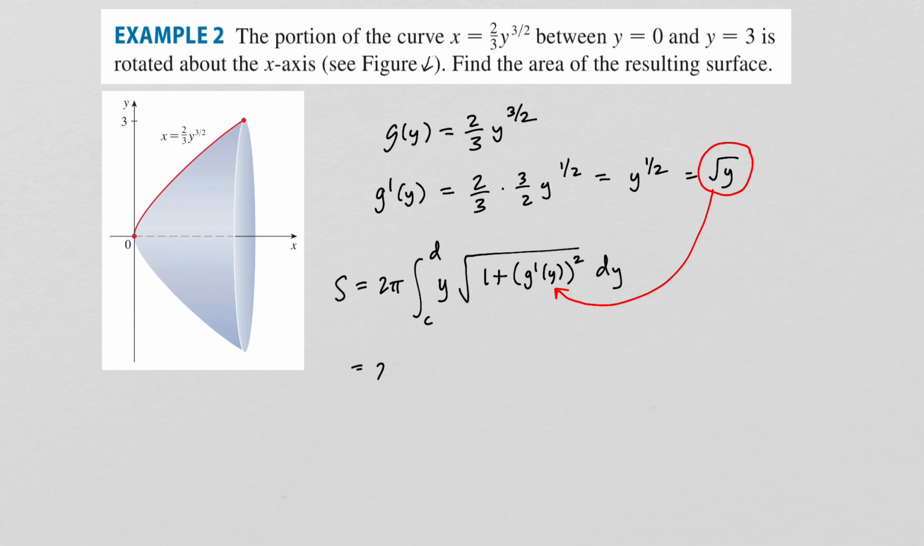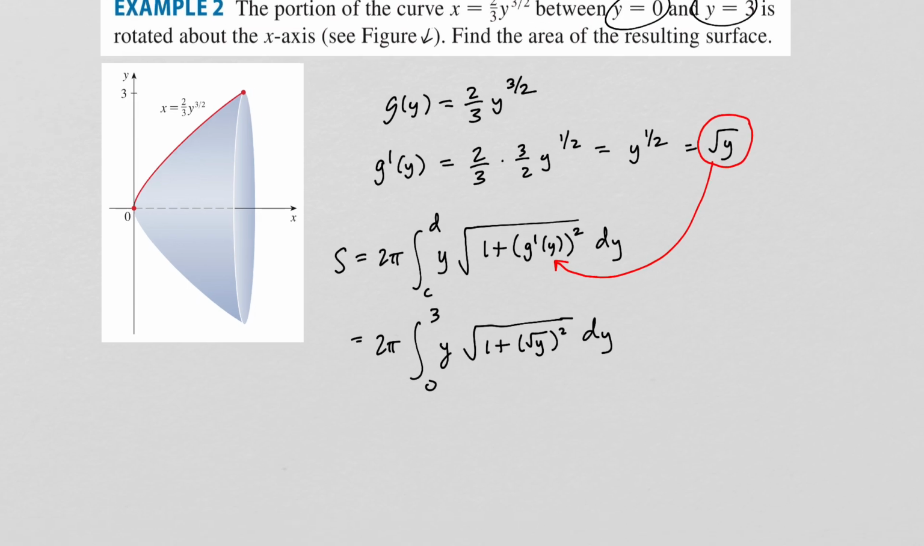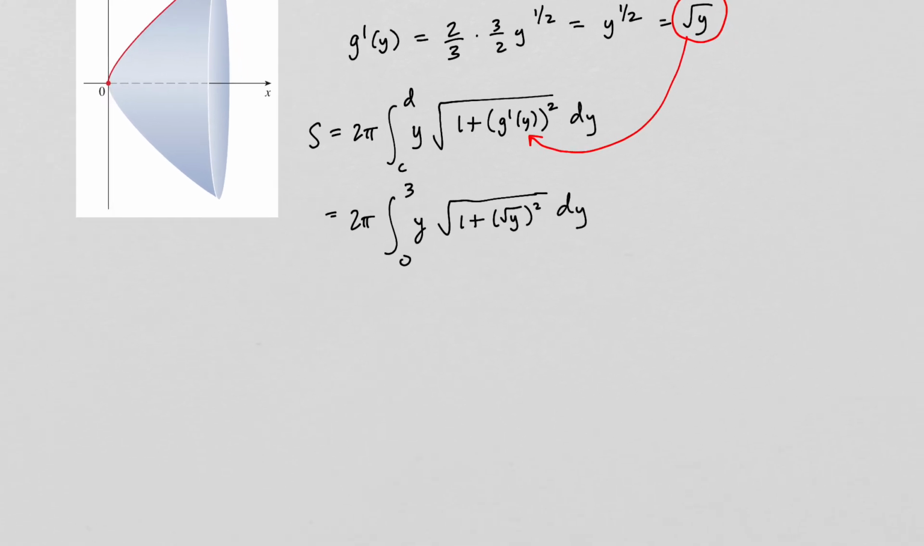When we do that, we're going to have 2 pi integral from c to d, which is from y equals 0 to y equals 3. We have the variable y, square root 1 plus the square root of y, quantity squared, dy. And this is equal to 2 pi integral from 0 to 3, y times the square root of 1 plus y, dy. Okay, so now how do we integrate this? We have to tap into our integration skills here. This is a simple u substitution problem.